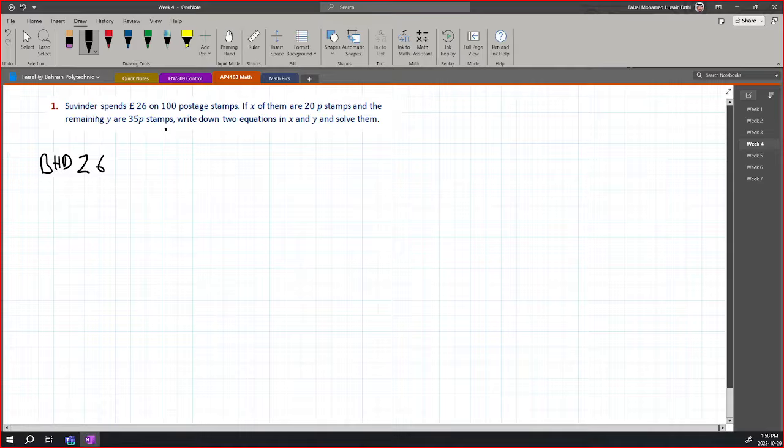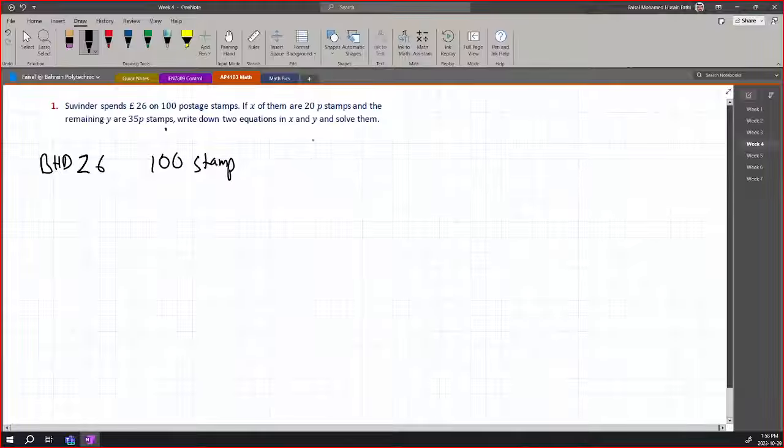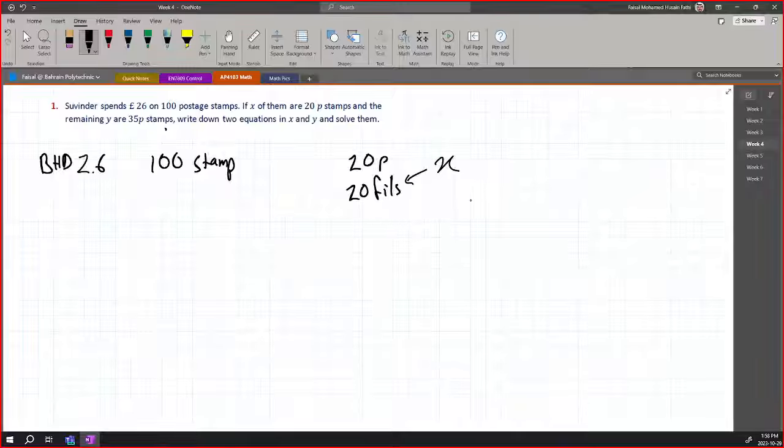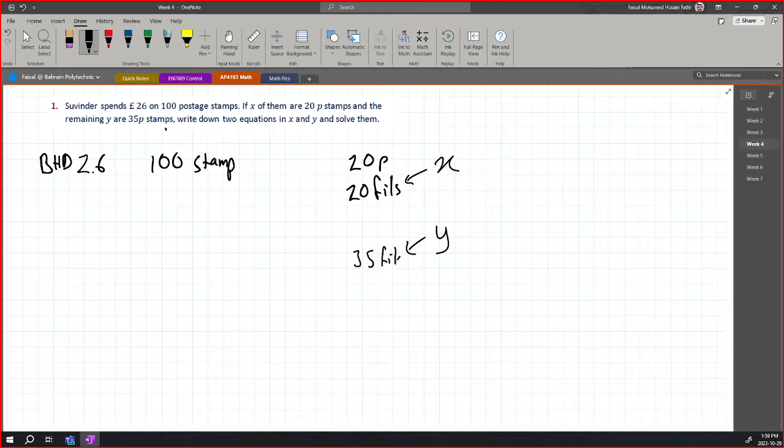So back to the question. Surinder spends 26 pounds on 100 postage stamps. If x of them are 20p stamps, 20p means 20 pence, like saying 20 fils. Actually it is 2.6 BD, not 26 BD. So x of them are 20 pence stamps, meaning he bought x stamps at the price of 20 fils, and the remaining y, the rest, I called variable y, he bought at 35 fils.